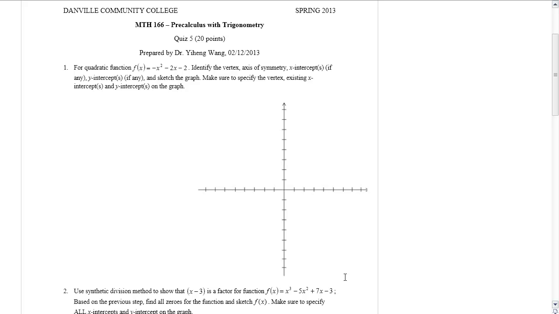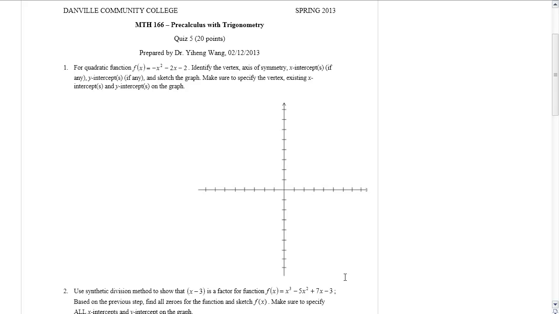Let's look at the first problem. For this quadratic function, f(x) = -x² - 2x - 2, you are asked to identify the vertex, axis of symmetry, x-intercepts, y-intercept, if any, and also sketch the graph.